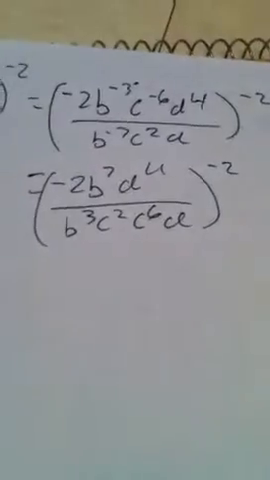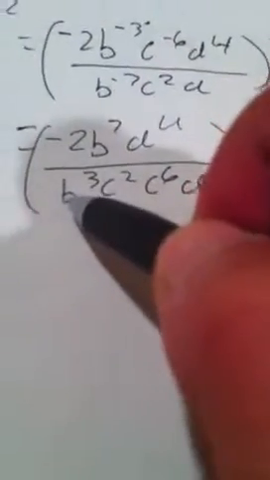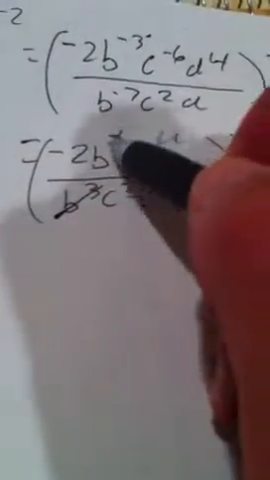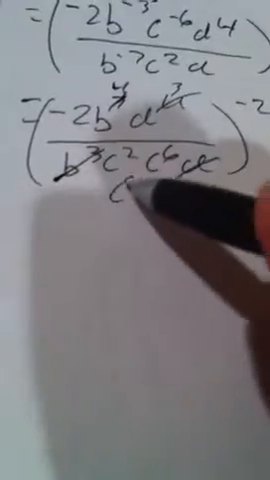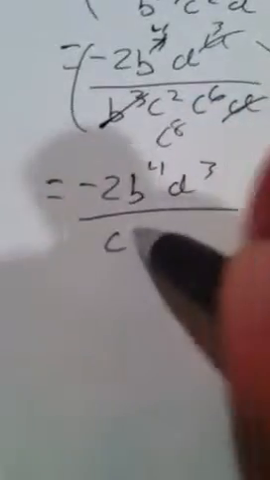Now what we want to do is basically combine like terms. So like this b to the 3rd here and b to the 7th, this b to the 3rd will completely go away, and you're left with b to the 4th. And you have d down here, so you basically get rid of it. We're subtracting, so d to the 3rd, and these two we add together to get c to the 8th. So rewrite it as negative 2, b to the 4th, d to the 3rd, all over c to the 8th.